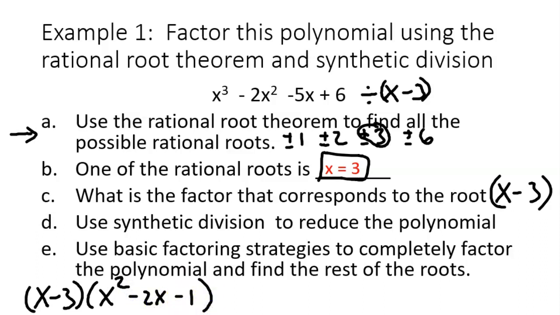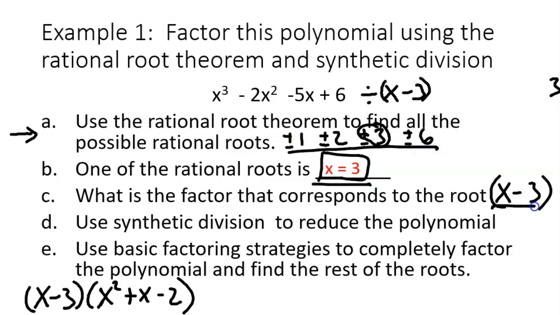Was it minus 1 or was it plus 1? Can't remember. Hold on. Okay, I found my mistake. It was x squared plus x minus 2. There we go. All right, and so that's a new way that we have to factor a polynomial. Find the possible roots, find the actual root, turn that actual root into a factor, and then use synthetic division to factor it up. Okay?